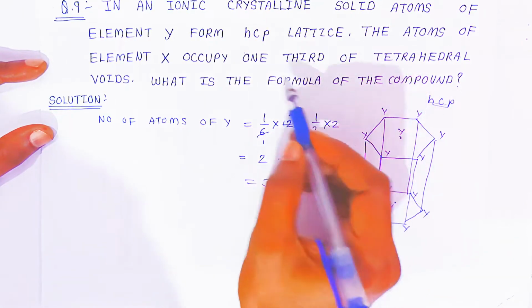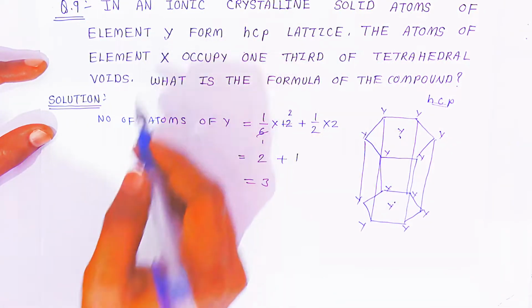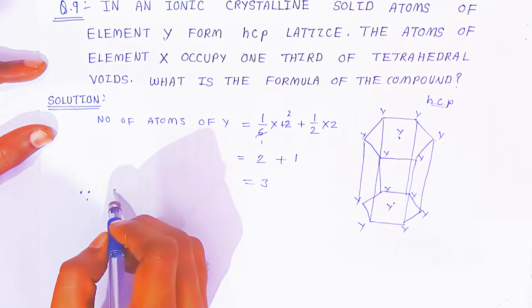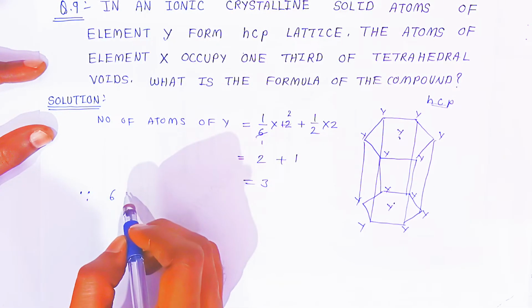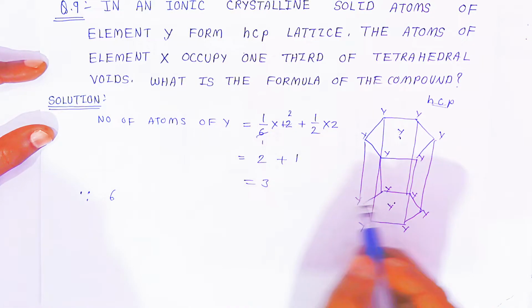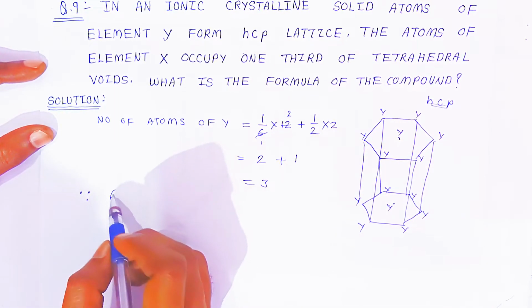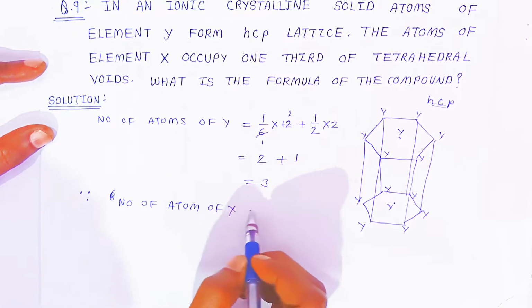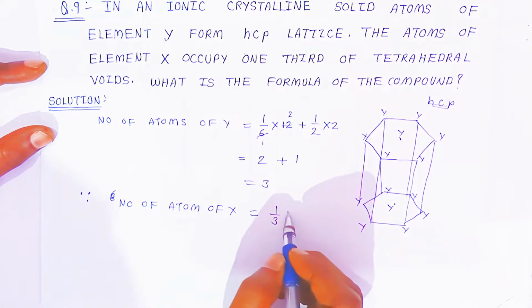Now how are you going to find out the number of atoms of X element? Since you know there are 6 tetrahedral voids, the number of atoms of X is equal to 1/3 of 6.